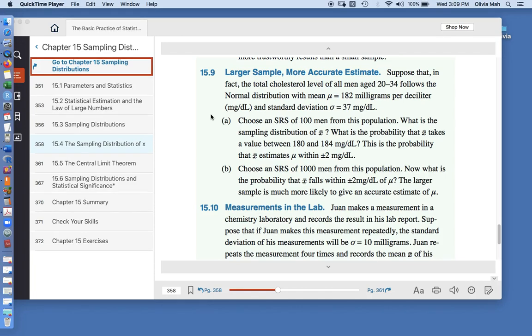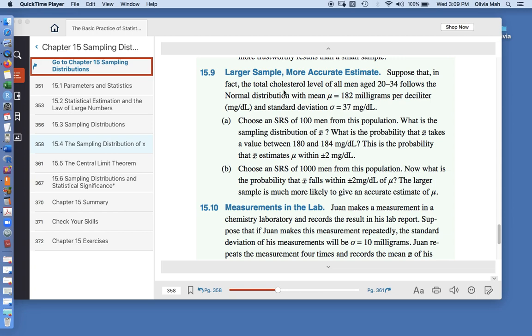We are going to do a classwork problem in section 15.4. The problem is number 15.9. There are two subparts. I'll show you A, and then you can follow the exact format to do B. So what's the question about? What are we measuring? Let's take a look.